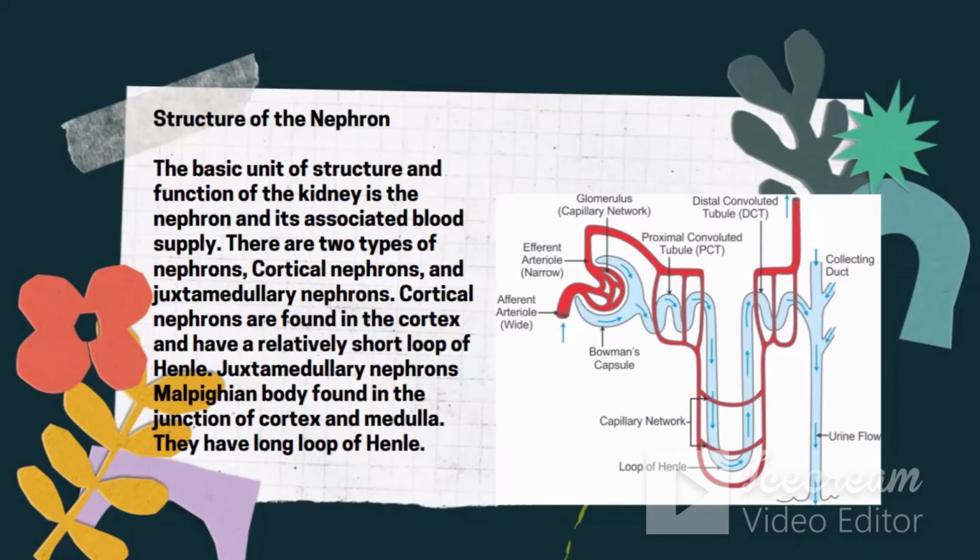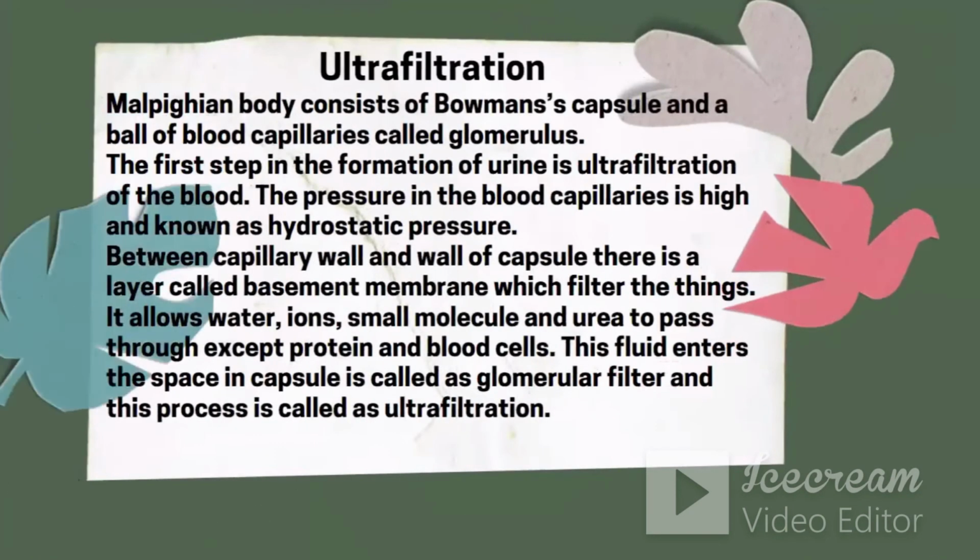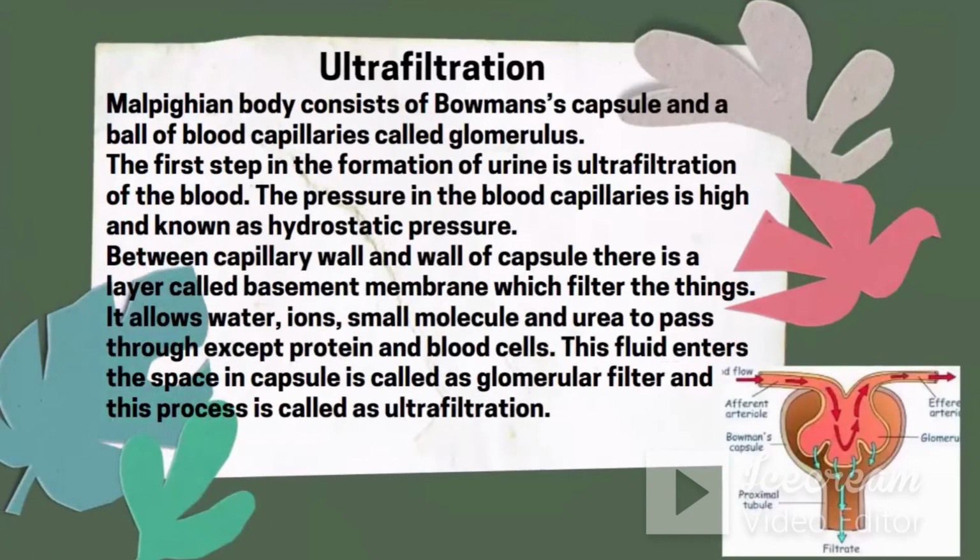After that we'll move on to the production of urine, not urea. This is about urine production. This can be divided into three stages: ultrafiltration, selective reabsorption and secretion. First of all, we'll discuss ultrafiltration.